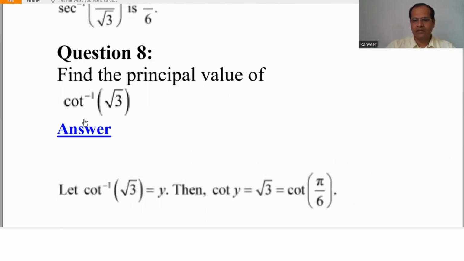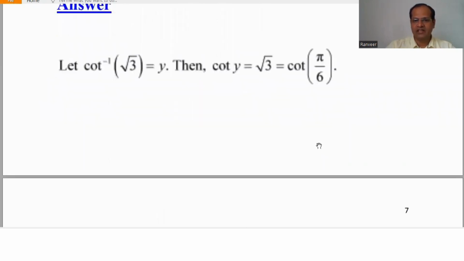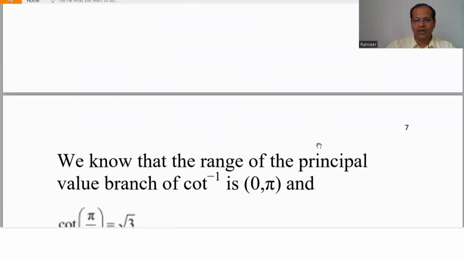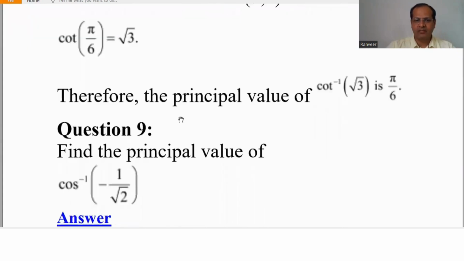Principal value of cot inverse. For cot inverse, we can write cot y equal to cot pi by 6. This is the value. Now the principal value of the cot inverse lies between 0 to pi. So definitely this is between 0 to pi. So the principal value is pi by 6. So all questions are the same type.